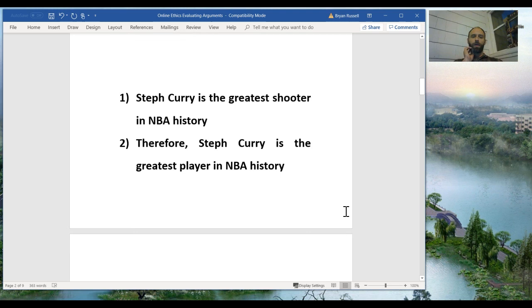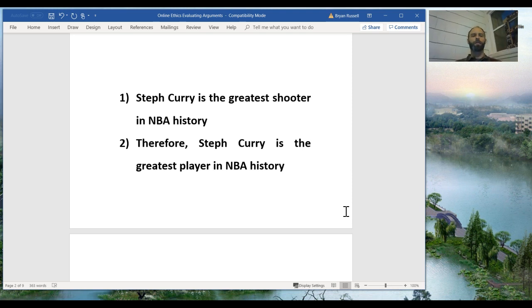Then let's look at another argument. So this argument goes, Steph Curry is the greatest shooter in NBA history. Therefore, Steph Curry is the greatest player in NBA history. So this argument, I want to say there's something wrong with it, but it goes wrong in a different way than the first argument. Recall in the first argument, it had a premise that was false.